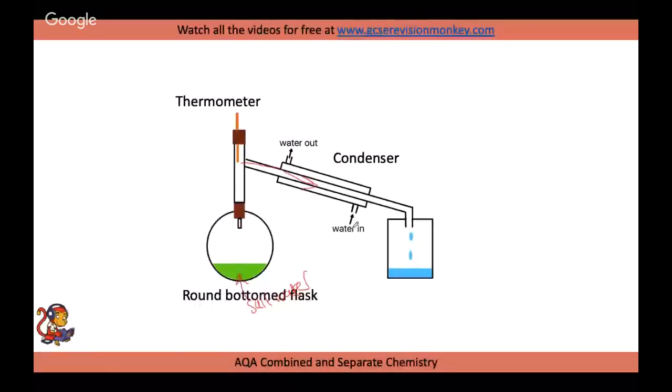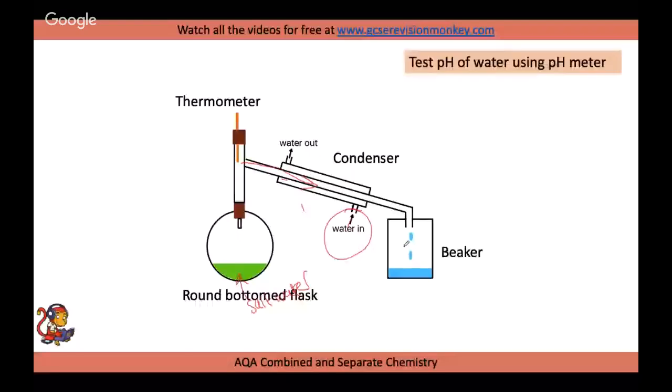So this water going in and out is just to cool down this tube called the condenser. So this would be attached to a cold water tap, just making this a cold area. And then the water will condense down and collect in a beaker.